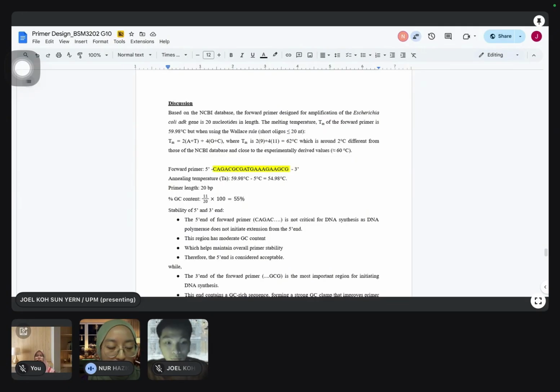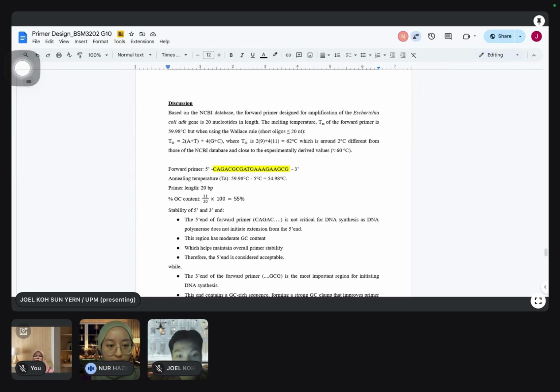This is also the same as what my teammates had mentioned about annealing temperature and primer length. For the forward primer, its annealing temperature is 54.98. How do I get this temperature? I just minus 5 degrees Celsius from the melting temperature. Its primer length is 20 base pair and its GC content is 55%, which is ideal within the recommended GC content of 40 to 60%.